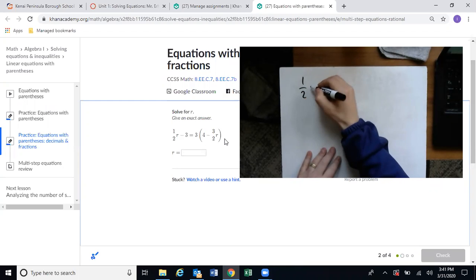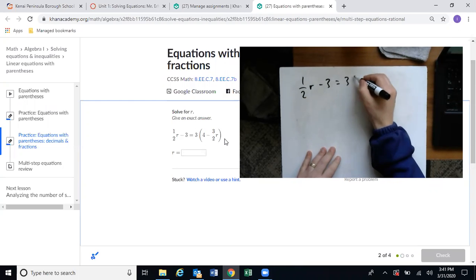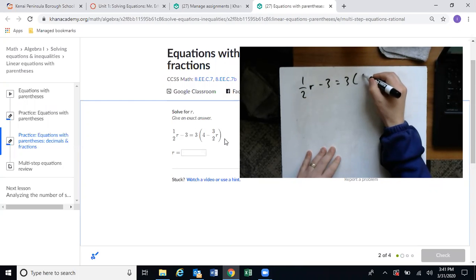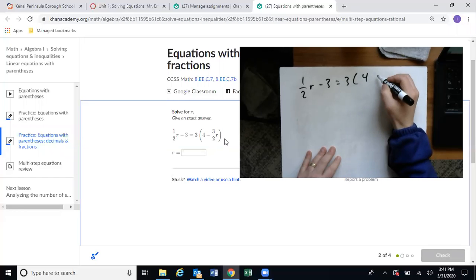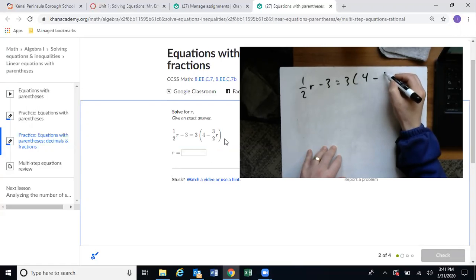So I've got 1/2 r minus 3 equals 3 times, in parentheses, and that means multiply. Parentheses means multiply. We're going to multiply 3 by this binomial, 4 minus 3/2 r. Okay.